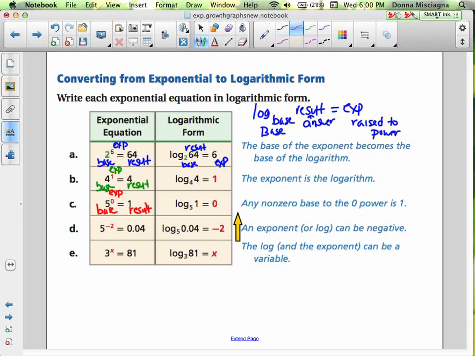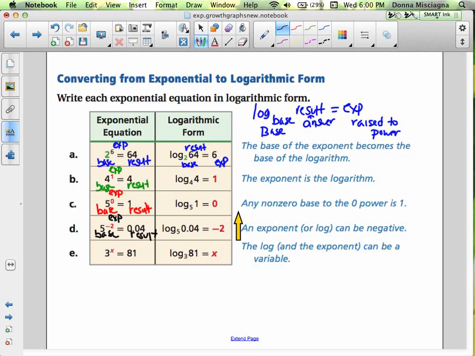So 5 to the 0 equals 1. Log base 5 of 1 is equal to 0. In other words, what power do I have to raise 5 to get 1? Anything raised to the 0 power is 1. Exponents can be negative. So here we have, here's our base. There's the exponent. There's the result.